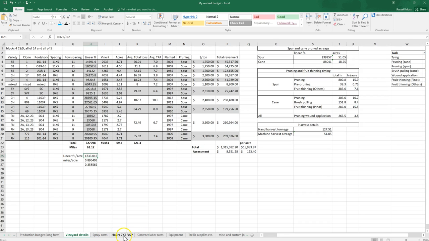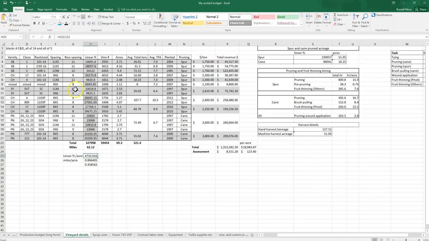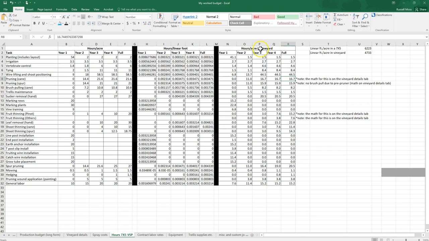Okay, so then I go to my hours here, and now I'll just multiply that times the 4,733. And I can see things like, let's look at wire lifting. Wire lifting, this is a three wire system on a 7x5 vineyard. So wire lifting and shoot positioning, and this is also clipping, we're saying it's going to take 58 hours per acre, right? But on this vineyard, we have a bit less linear feet of row per acre, so it's going to take us like 14 hours less. And that makes sense, especially if you look at our spacings here. Nothing is beneath seven, right? All the row spacings are above seven, so we're definitely going to be taking less time per acre on this vineyard. So I would go ahead and just set that up.